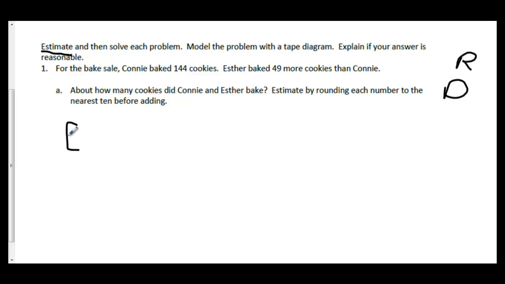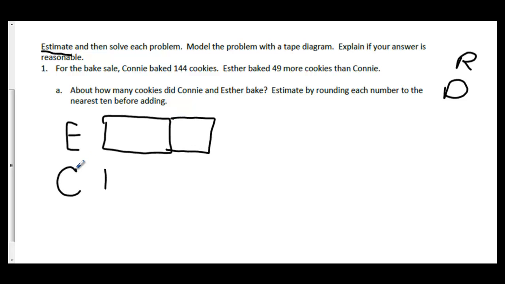So I'm going to start with Esther. And Esther baked 49 more cookies than Connie. So I'm going to make her tape diagram in two parts. So here's Connie, and Connie baked 144 cookies. I like to just go ahead and write it inside the box. Okay, Connie baked 144 cookies, and Esther baked 49 more cookies than Connie.